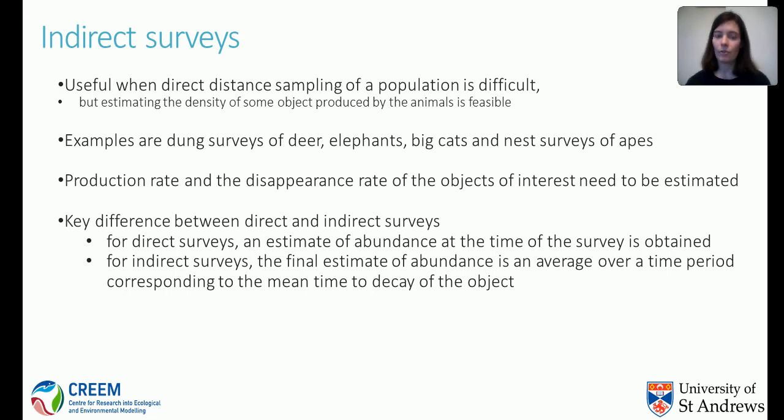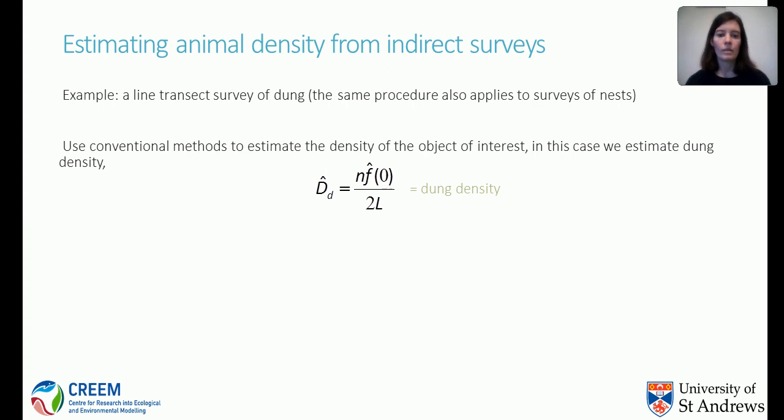For a direct survey, when you're observing the animals, the estimate of abundance that you generate is applicable to the time that the survey was conducted. For an indirect survey, the final estimate of abundance or density is an average over the time period corresponding to the mean time for the object that you're surveying to decay. So you just have to bear in mind how you interpret the results of an indirect survey.